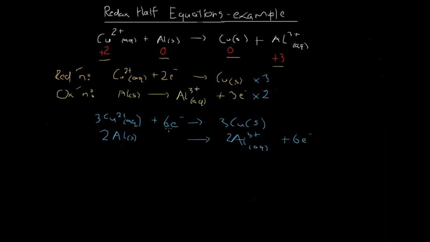Now we see we've got 6 electrons here, 6 electrons here. So if we add these together, the electrons will cancel out. So get rid of that. And we have 3 copper 2+ ions plus 2 solid aluminiums producing 3 copper atoms and 2 aluminium 3+ ions.